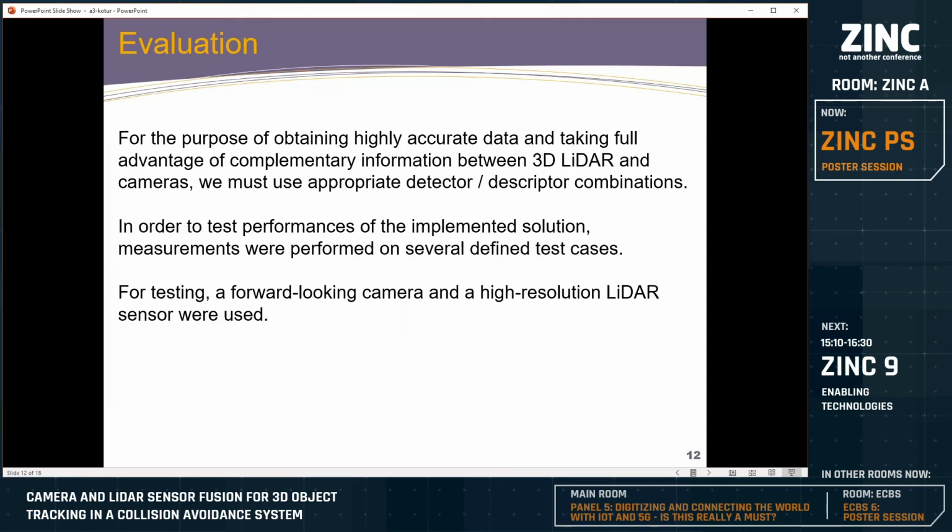For the purpose of obtaining highly accurate data and taking full advantage of complementary information between 3D LiDAR and cameras, we must use appropriate detector descriptor combinations. And in order to test performances of the implemented solution, measurements were performed on several different test cases. For testing, a forward-looking camera and a high-resolution LiDAR sensor were used.